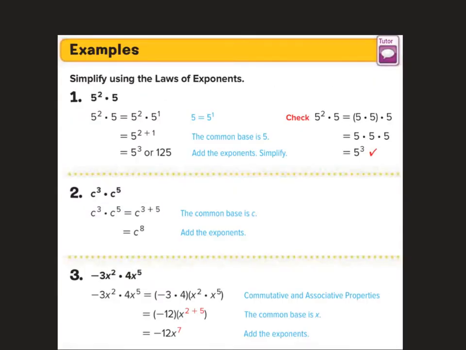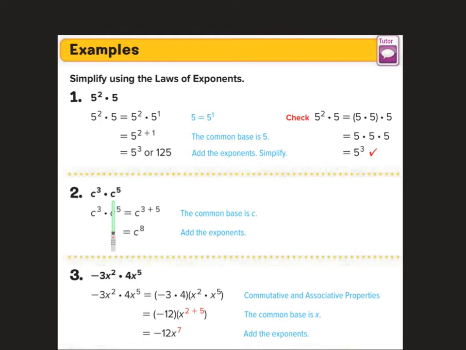So let's look at a couple examples. Number 1 asks us to simplify using the laws of exponents. So we've got the same base, 5 to the 2nd times 5, which is 5 to the 2nd times 5 to the 1st. We have the same base, which is 5, so we can add our exponents, so that would become 5 to the 2nd plus 1, or 5 to the 3rd. And when we multiply that out and evaluate, we get 5 times 5 is 25, and 25 times 5 is 125.